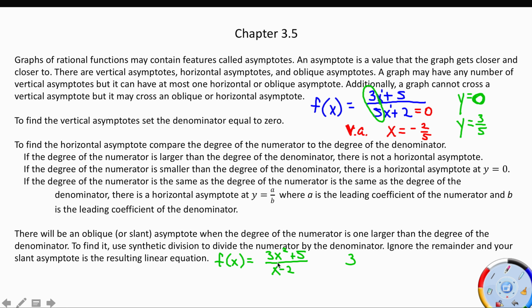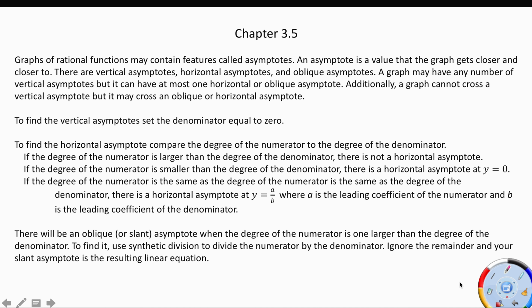So I've got a missing term here. Be careful. 2, 0. I'm going to do synthetic division, changing the sign if I need to pull my k out. Bring down the 2 to get me started. 2 times 3 is 6. 2 times 6 is 12. And I'm going to ignore the remainder. And this equation right here will be my slant or oblique asymptote. All right, let's actually apply this and look at some questions.